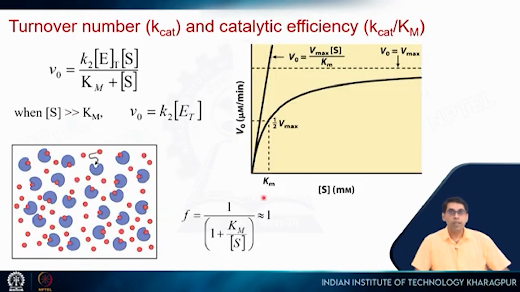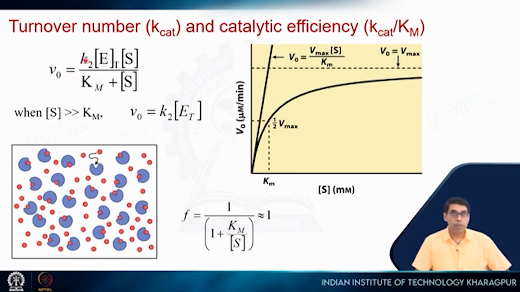Okay. So let's look at the Michaelis-Menten equation, and there are two terms that are very often used. If you are reading research papers or if you characterize an enzyme, you will come across this. One is called the turnover number and the other one is called the catalytic efficiency. So what are these two numbers?